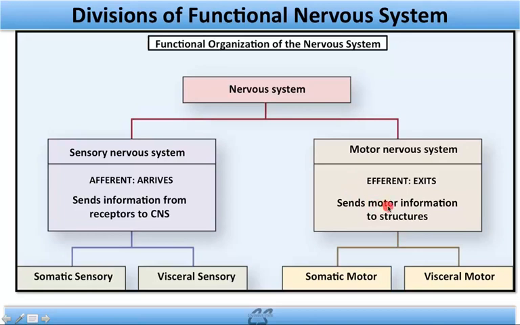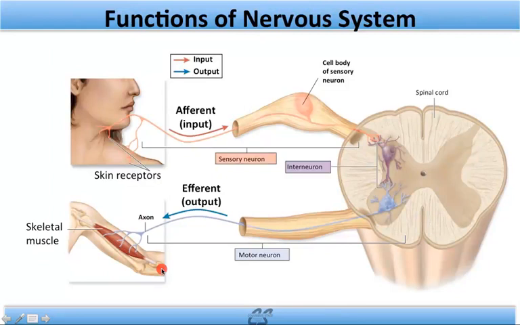So it's going to send motor information to activate structures or change the way structures are doing things. And so, like we said, both somatic and visceral have motor components, and both somatic and visceral have sensory components. And we'll break it down as we go. This was necessary. We felt that it was good to review this slide before moving forward. This slide was from Unit 1.